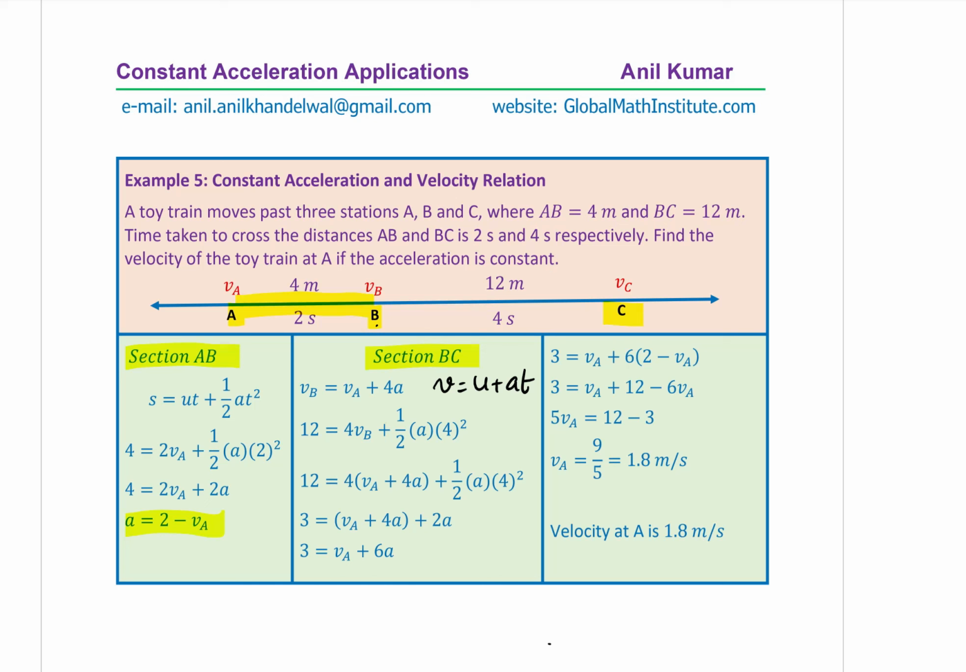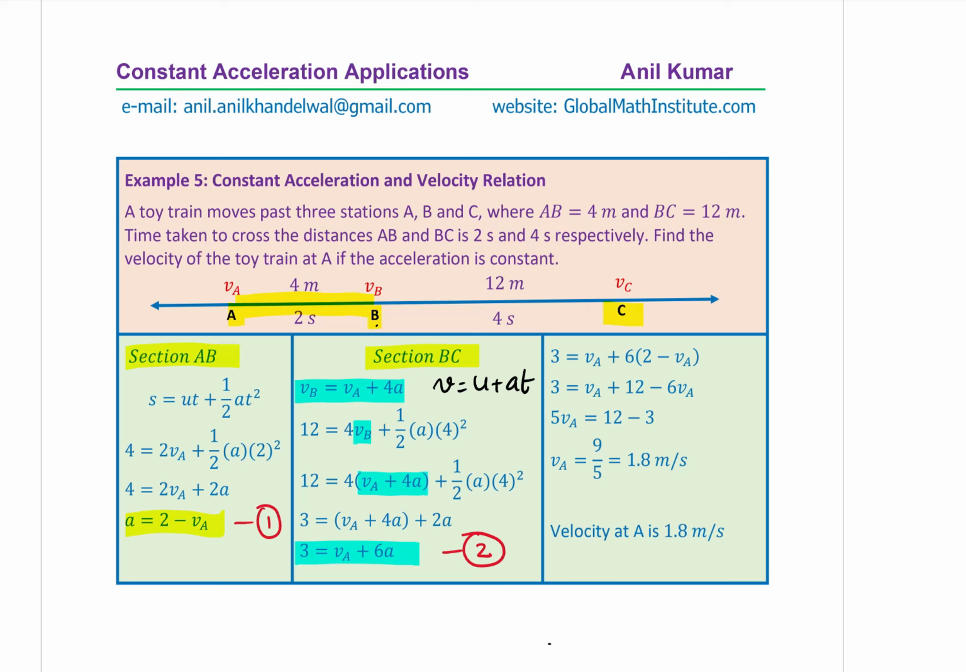Perfect. Now, since we need to use the formula for the section BC as S equals UT plus half AT squared, we have the term VB, the velocity at B, times 4, plus half AT squared, right? Now, replacing this velocity at B with VA plus 4a, we have an equation again with velocity at A and acceleration. So we get the second equation with velocity at A and a. So we have these two equations to solve.